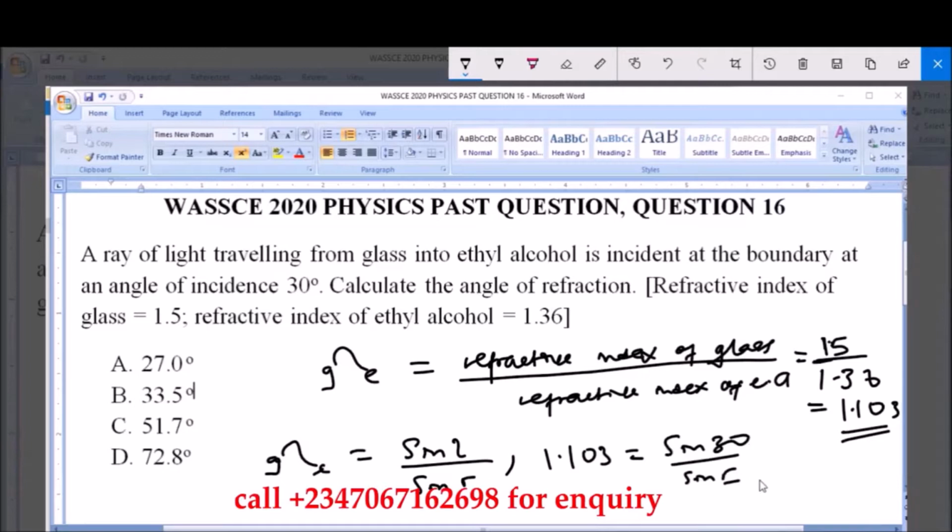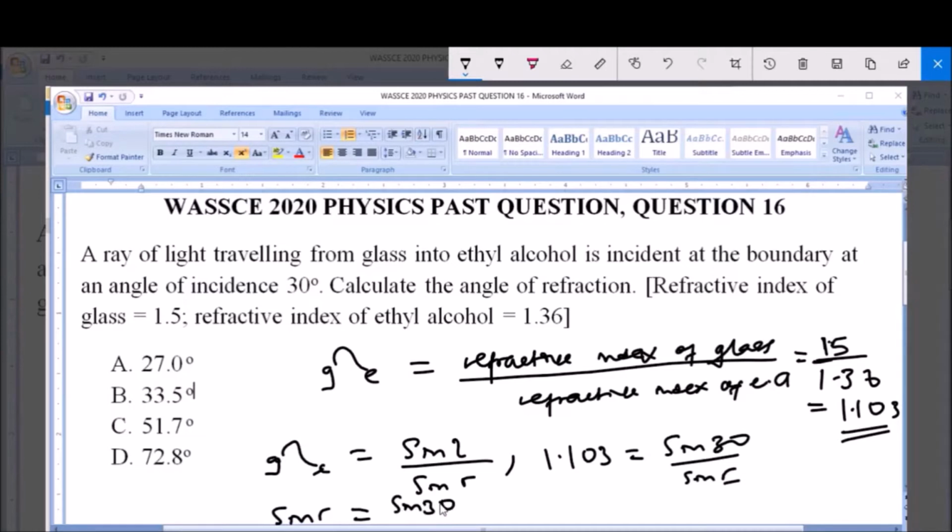Now from here we can see that sine r, that is sine angle of refraction, is equal to sine 30 degrees all over the refractive index of light moving from glass to ethyl alcohol, and that is 1.103. And sine 30 degrees will give us 0.5, all over 1.103. Now to find r, we simply take the sine inverse of this.